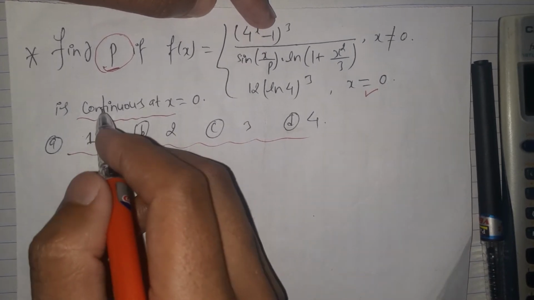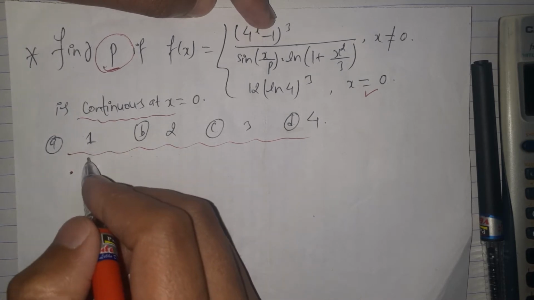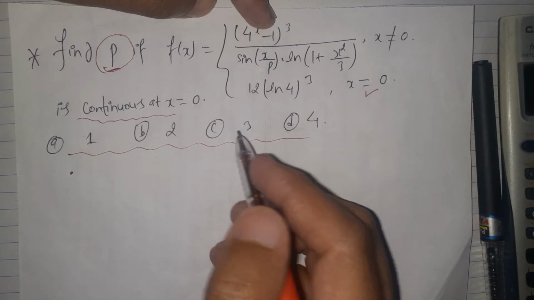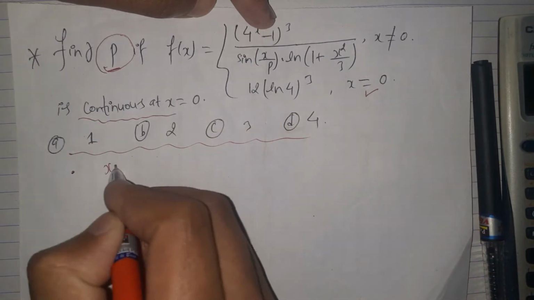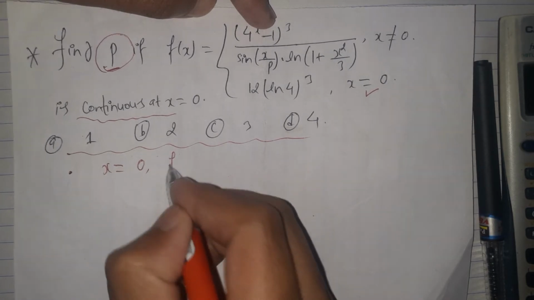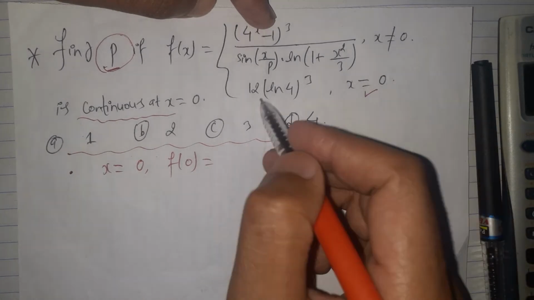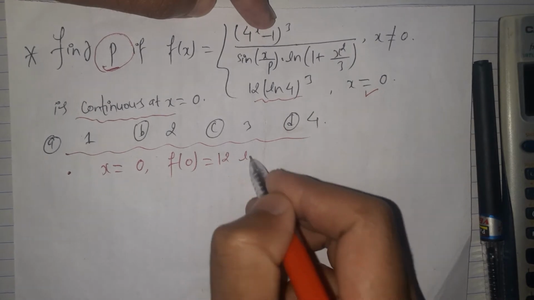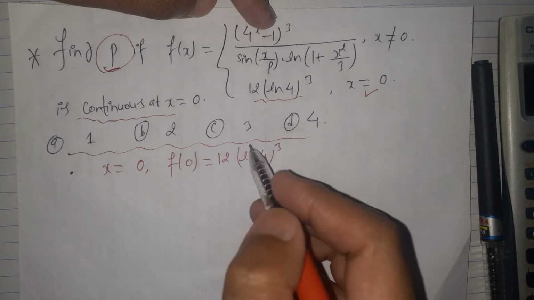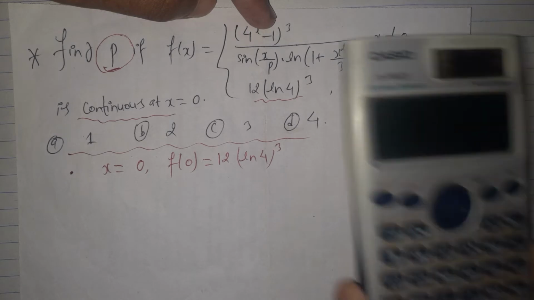Let's recall the continuity of functions. For a function to be continuous at a point, the functional value and the limiting value should be the same. Here the point is x equals 0, so the functional value f of 0 is given here. The functional value at x equals 0 is 12 ln of 4 to the power 3. Let's convert this complicated number into the normal form.